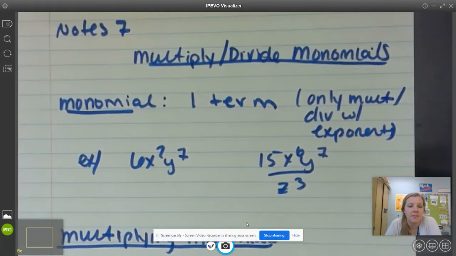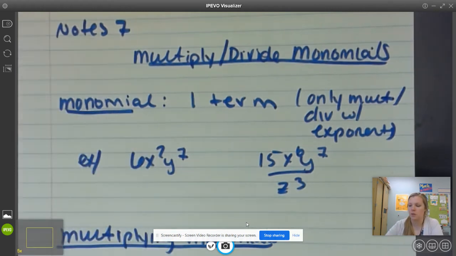Hello. Today I would like you to take notes 7 on multiplying and dividing monomials. We have worked so far on exponents before. We talked about last week an exponent of 0 and if an exponent is negative. There are 5 main exponent rules: if it's negative, if the exponent is 0, if we're multiplying monomials and dividing monomials, and then the last one we'll work on later this week.